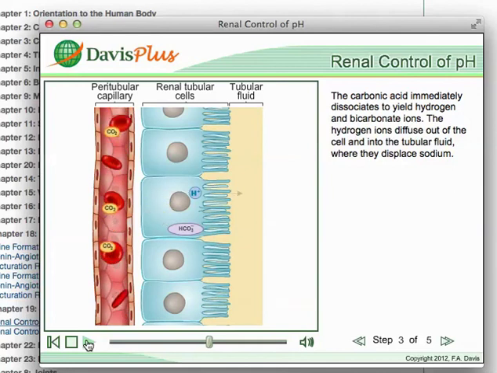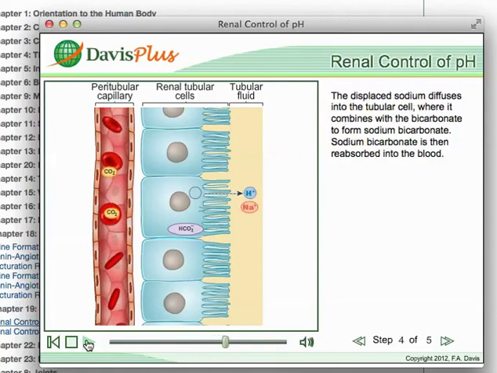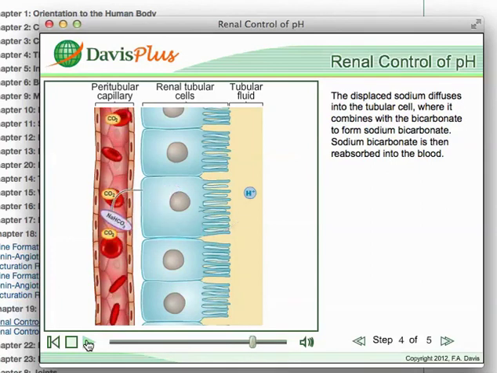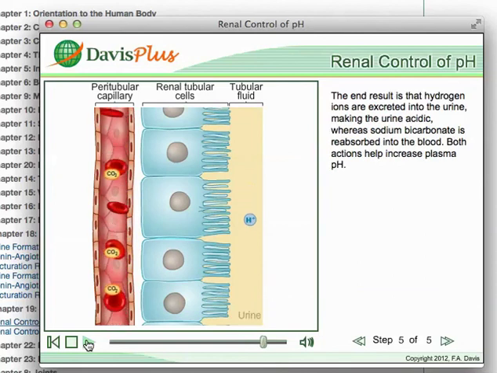The hydrogen ions diffuse out of the cell and into the tubular fluid, where they displace sodium. The displaced sodium diffuses into the tubular cell, where it combines with the bicarbonate to form sodium bicarbonate. Sodium bicarbonate is then reabsorbed into the blood. The end result is that hydrogen ions are excreted into the urine, making the urine acidic, whereas sodium bicarbonate is reabsorbed into the blood. Both actions help increase plasma pH.